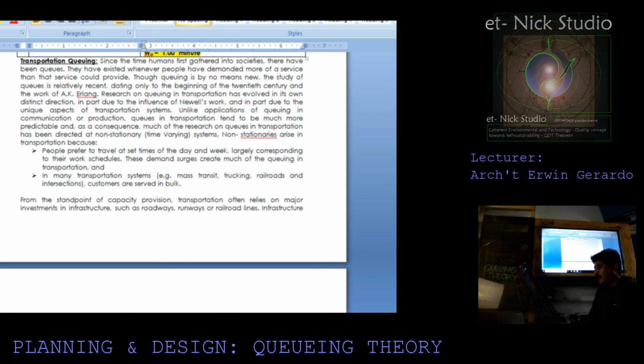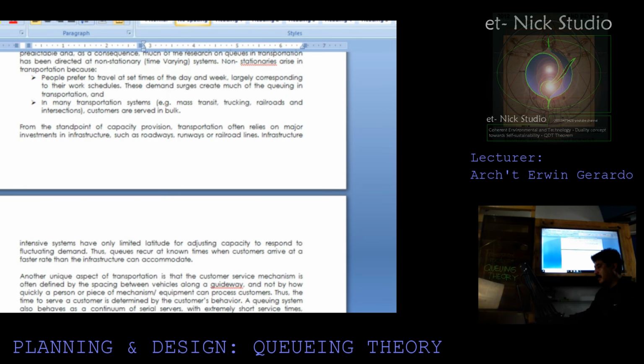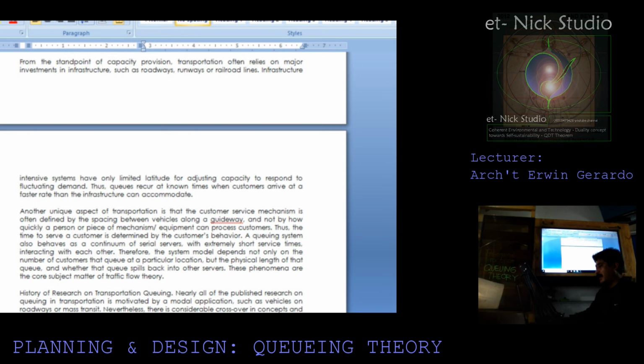And in many transportation systems, mass transit, trucking, railroads, and intersections, customers are served in bulk. From the standpoint of capacity provision, transportation often relies on major investments in infrastructure such as roadways, runways, or railroad lines.